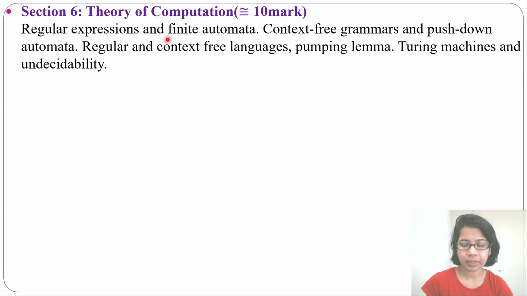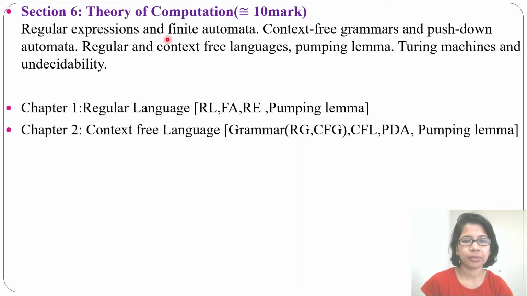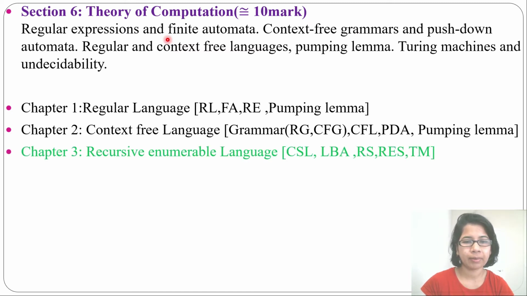The whole syllabus is divided into 4 chapters. Chapter 1 is regular language, Chapter 2 is context-free language, Chapter 3 is recursively enumerable language, and Chapter 4 is undecidability. I already finished Chapter 1 and Chapter 2. Today I will start Chapter 3, that is recursively enumerable language.